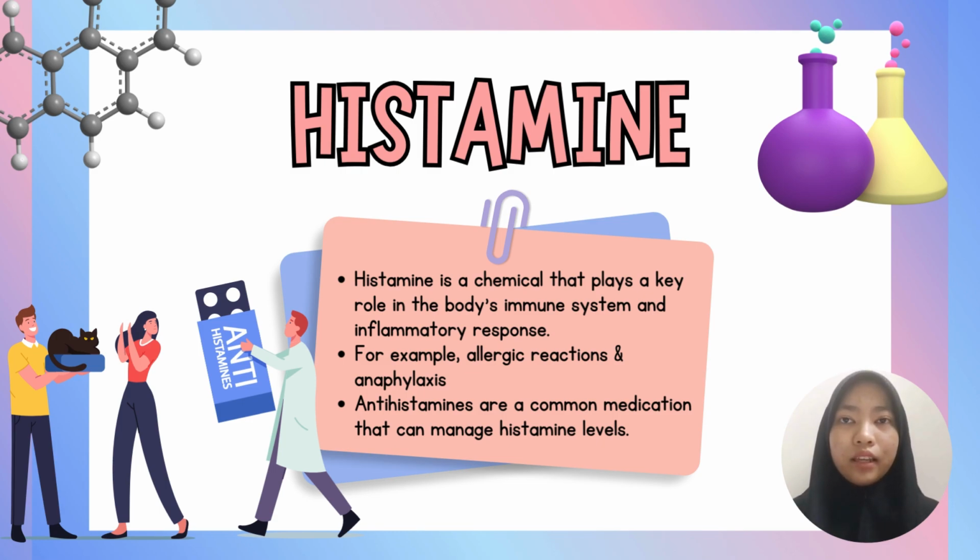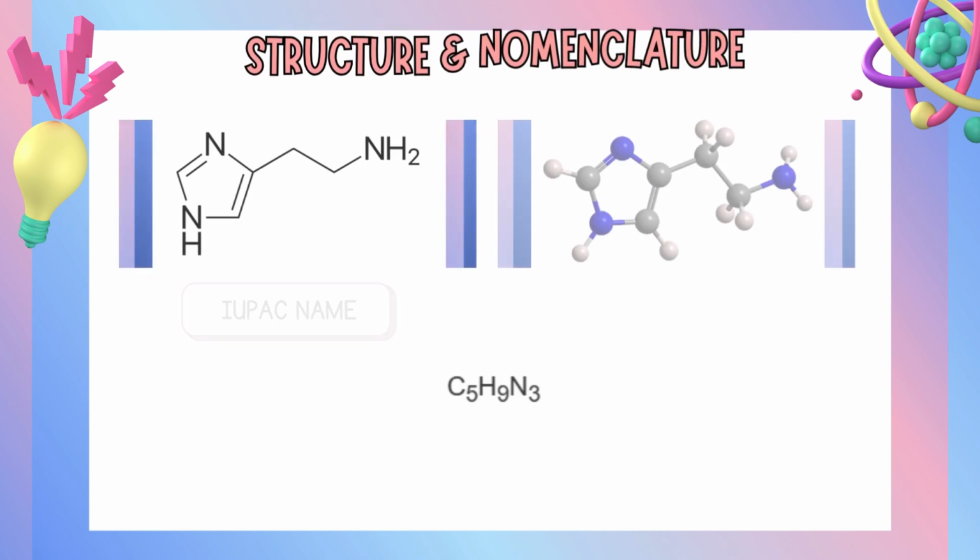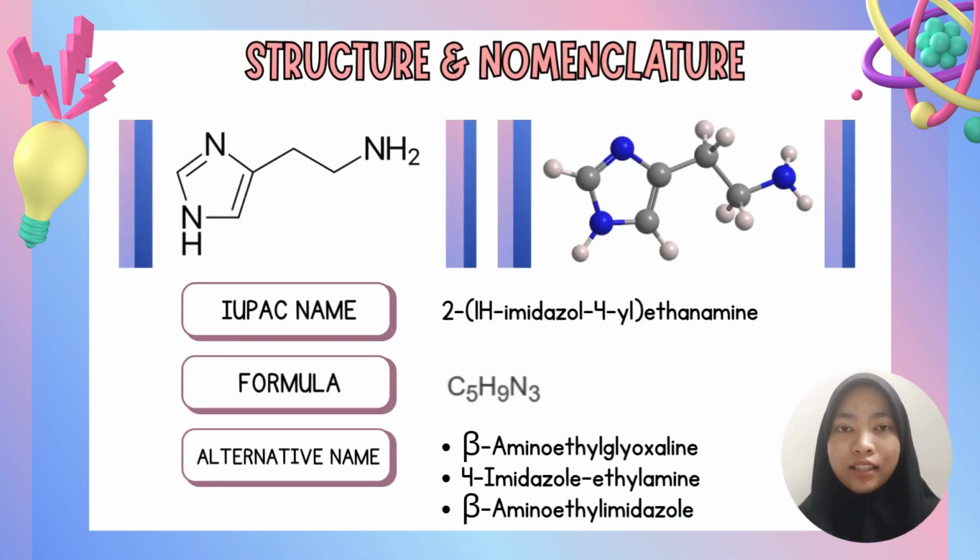Antihistamines are a common medication that can manage histamine levels. This is the structure of histamine in 3D and 2D form. The IUPAC name of histamine is 2-(1H-imidazol-4-yl)ethanamine, and the formula is C5H9N3. Alternative names include beta-aminoethylglyoxaline, 4-imidazole ethylamine, and beta-aminoethyl imidazole. There are a lot of alternative names for histamine, but these are some of them.